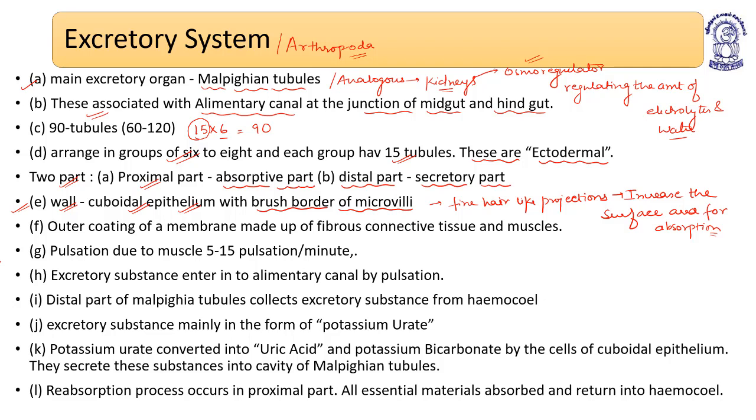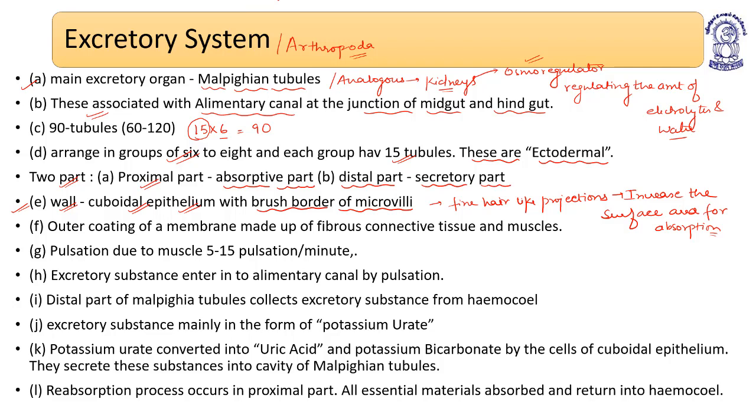Understood? Excretory substance enters into the alimentary canal by pulsation. This pulsation helps to make a path, a route, for the entrance of food and the exit of excretory substances. So this pulsation makes a passage for the entry of the excretory substance.